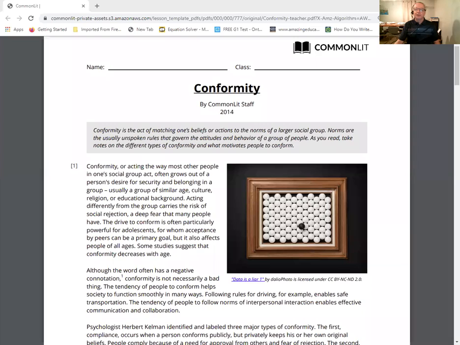I'm going to share my screen, and I will read this first text. It is entitled Conformity.